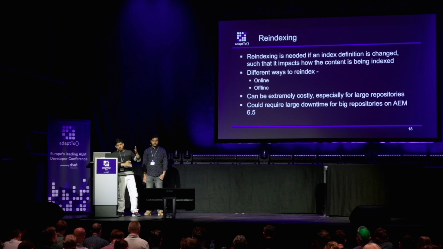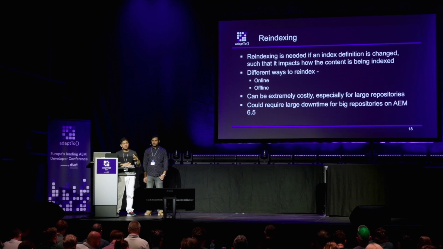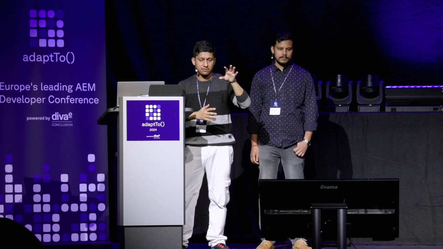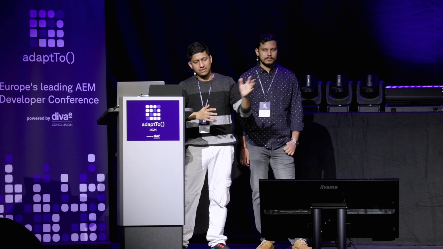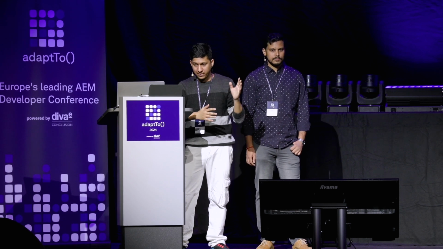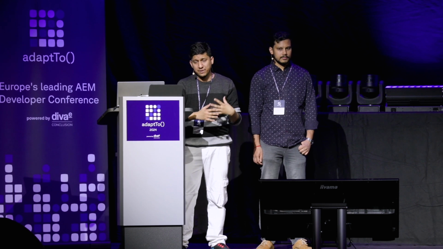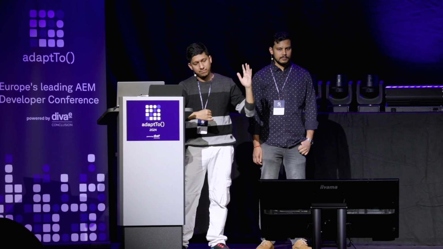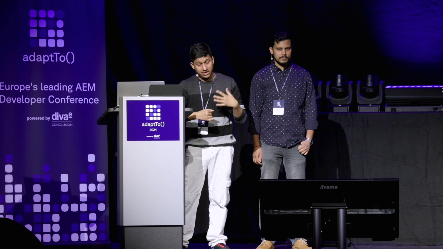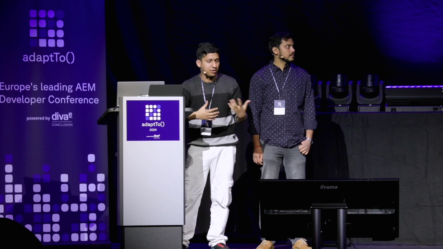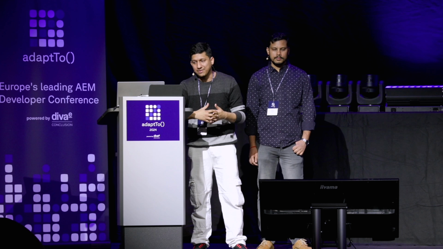Anyhow, there are a couple of ways to reindex online and offline. In the online reindexing, we basically make the changes to the index definition on a running AEM instance and then set reindex is equal to true, and then let the async indexing take care of the reindexing. However, this is really not recommended, especially for indexes that actually index the whole repository, and the repository has a lot of content, because this can put a lot of load on the running AEM instance.